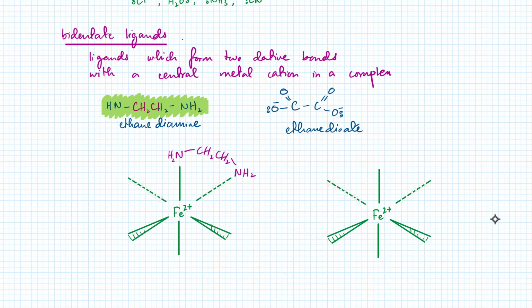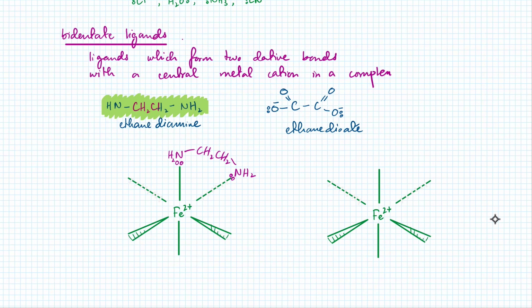So one end of the ligand gets attached, and its lone pairs, the N lone pairs, get datively bonded to the Fe2+ from one side, and the other one datively bonds to the Fe2+ from the other side. Okay, is this part clear? How bidentate ligands attach to the iron 2+ in the complex? Is this clear? Yes.